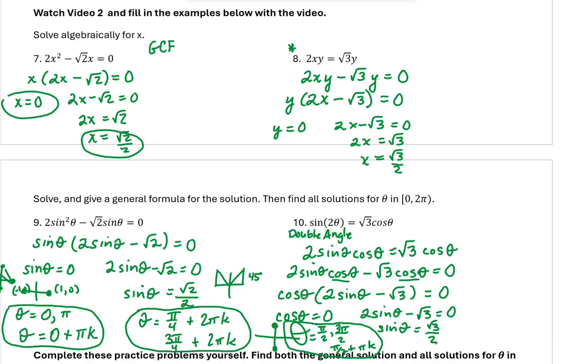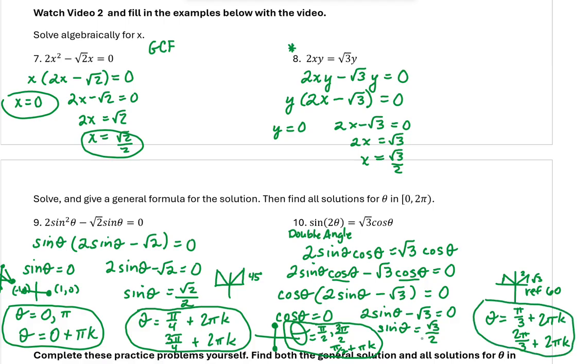And then when sine is square root 3 over 2, let's see. So I'm in quad 1 and 2 for positive sine. And then I need this opposite side to be root 3. So that's the big side. So this is a reference of 60 or pi over 3. So I've got theta is equal to pi over 3 plus 2 pi k. Or in this quadrant, it's 2 pi over 3 plus 2 pi k. And that's it. So now try some on your own.